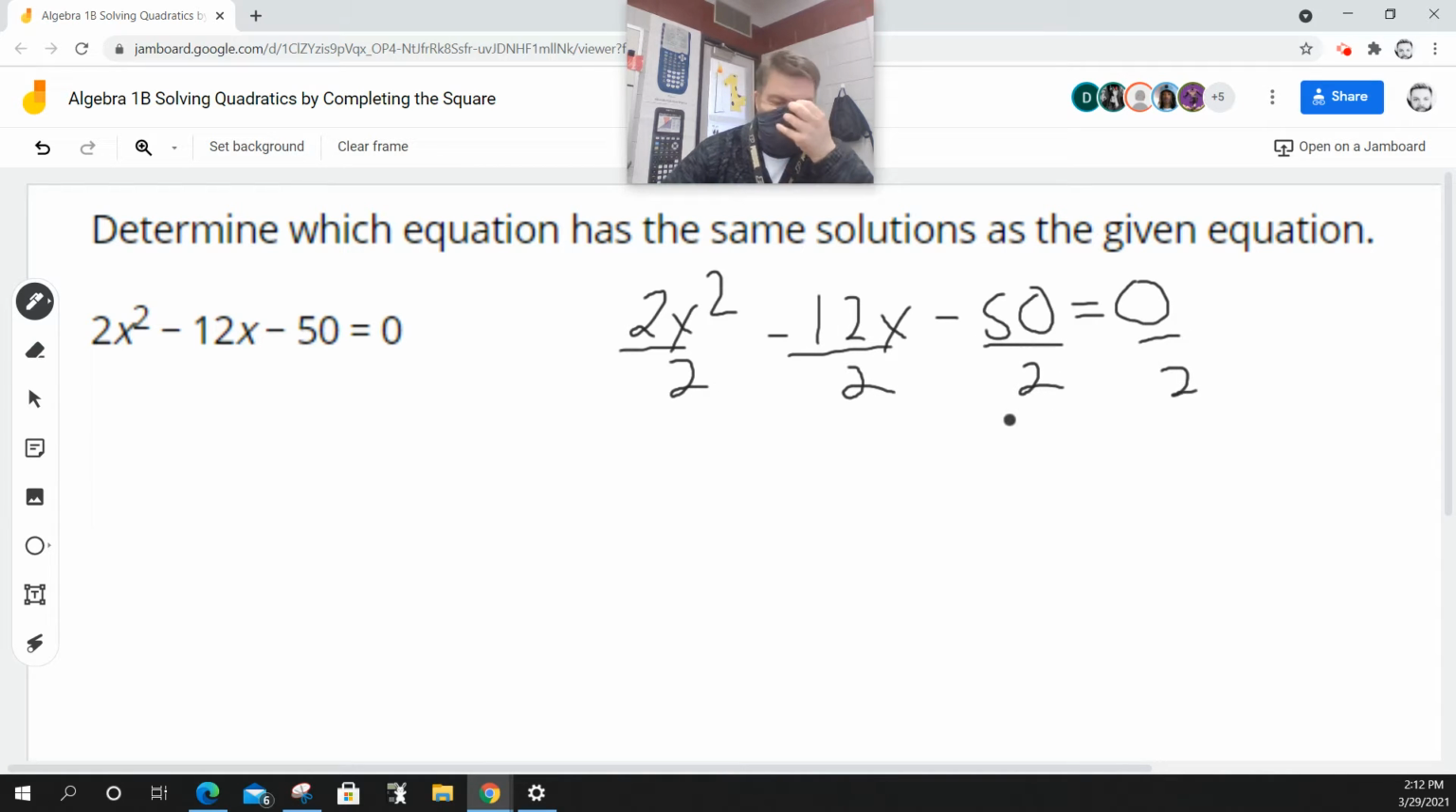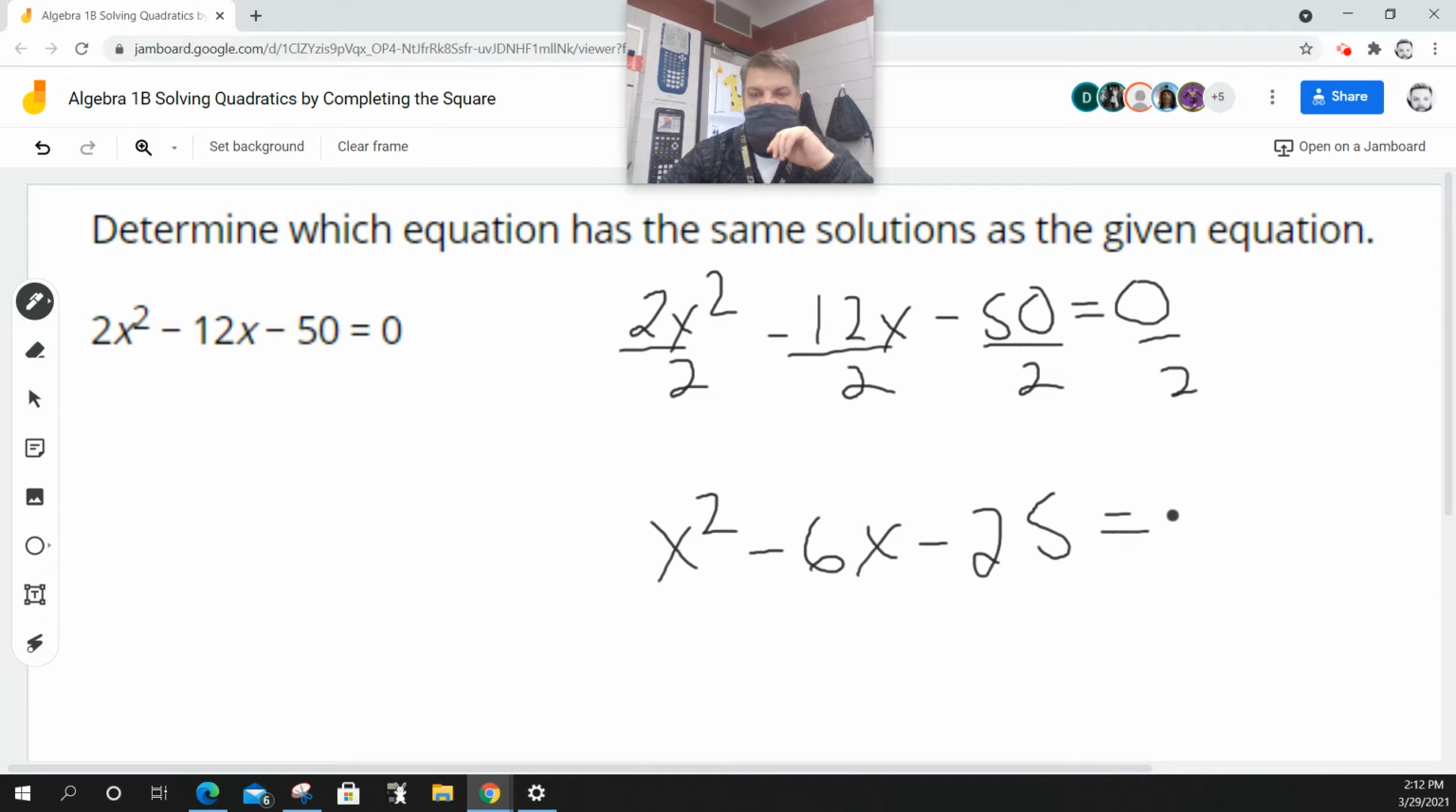What's 2 divided by 2? Yeah, it's 1 times x squared. What's negative 12? It's negative 6, right? So negative 12 divided by 2 is negative 6, and then we tack on the x. What's negative 50? Wow, good job. What about 0 divided by 2? Oh, you got quiet on that one. That's 0, close. Then the next step in the algorithm is to move the constant to the other side.